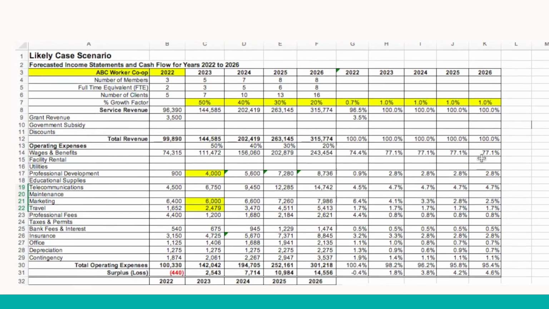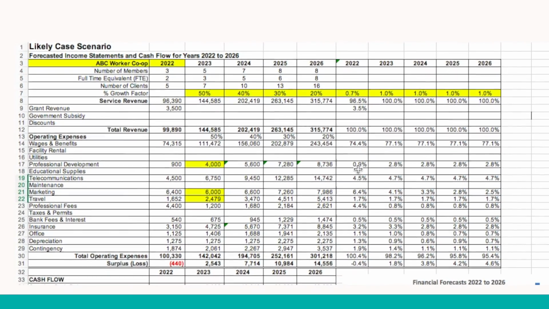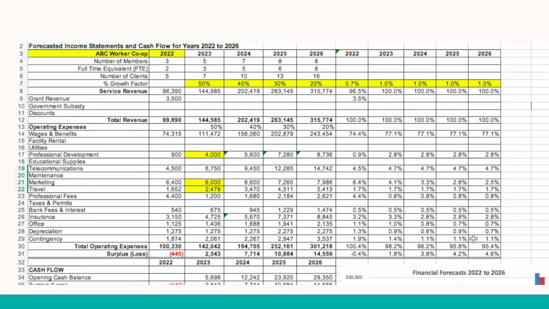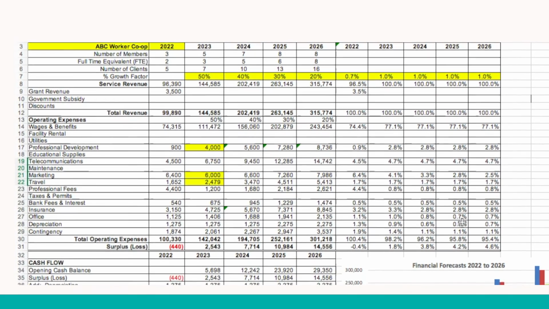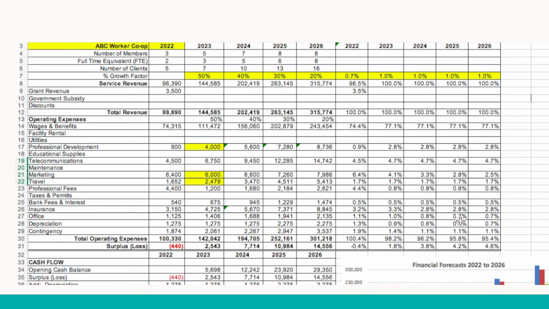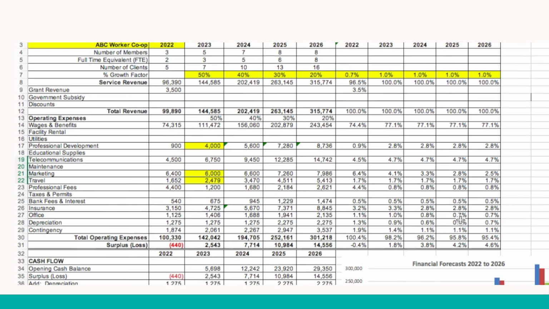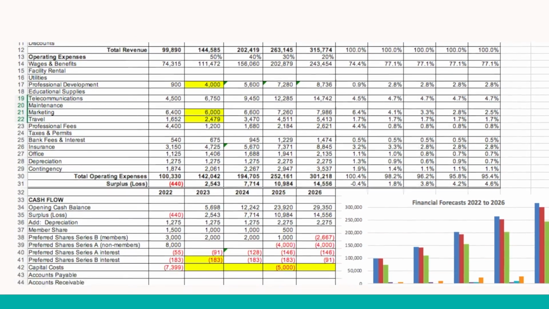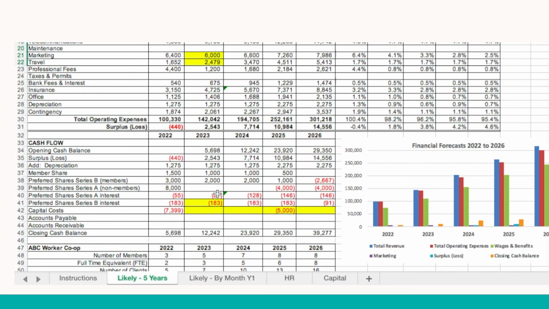You can look at these benchmarks, which are percentage of revenue, to make sure those benchmarks are similar to your industry benchmarks, which you can get from Industry Canada online for free. They're called business small enterprise benchmarks on Industry Canada's website. And then you want to look at your cash flow. So your closing cash balance is growing over time, so that's positive. That's a good thing. That means you're going to be able to pay out interest on your preferred shares and actually pay out principal on those as well.